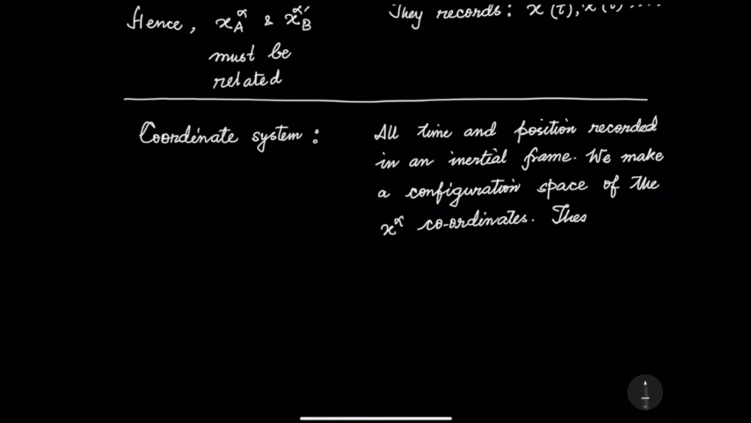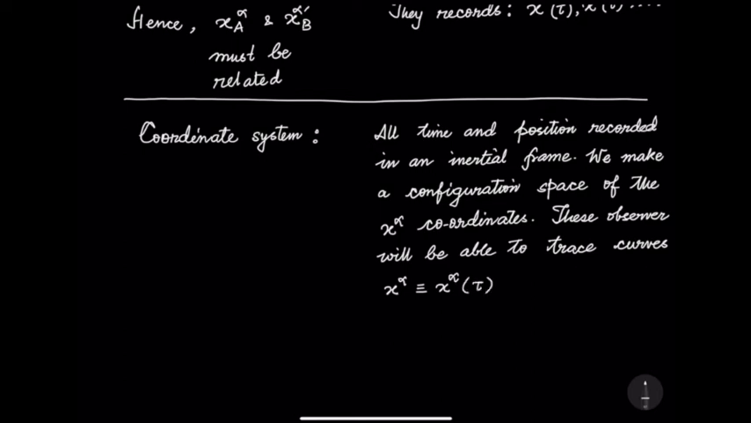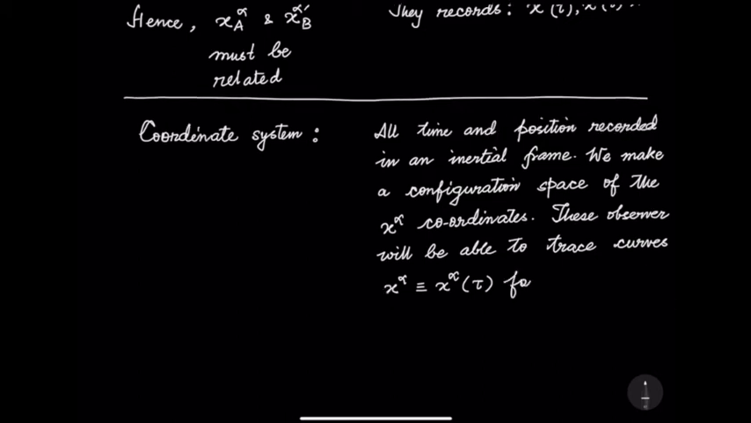These observers will be able to trace a curve. How are the curves defined? See, curves are defined as x alpha as a function of some parameter, and in this curve, if it is the trajectory of a particle, it is a function of that parameter called proper time. All possible trajectories, or trace curves for all possible trajectories, in their coordinate system. So these curves are called world lines. Configuration space trajectory of a particle.